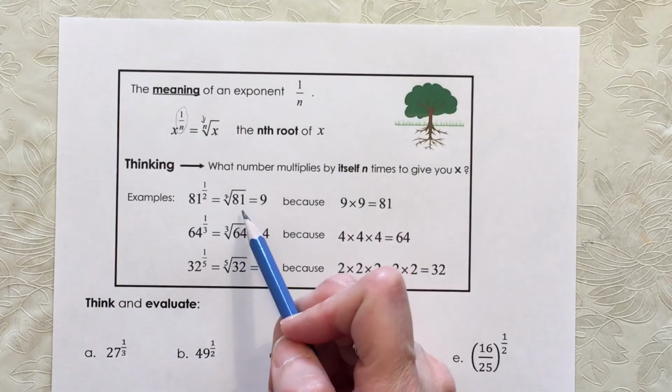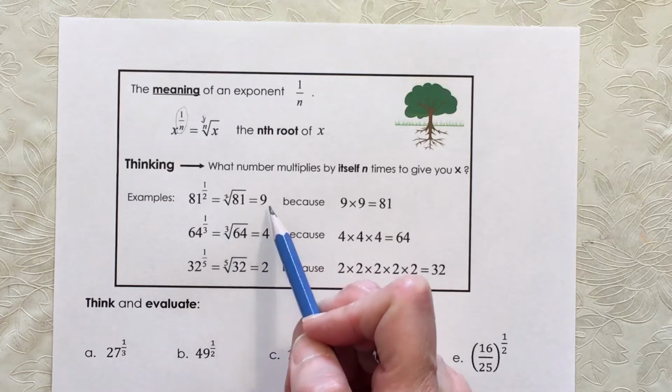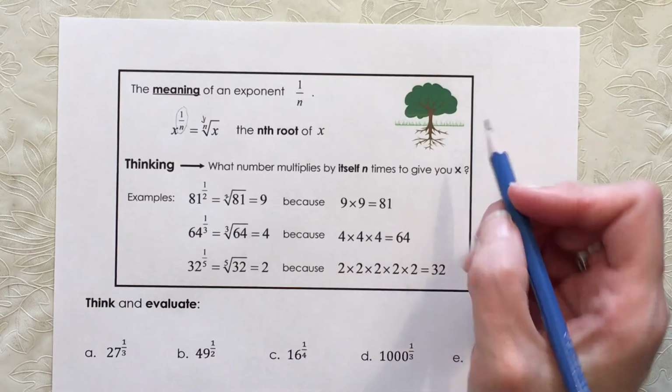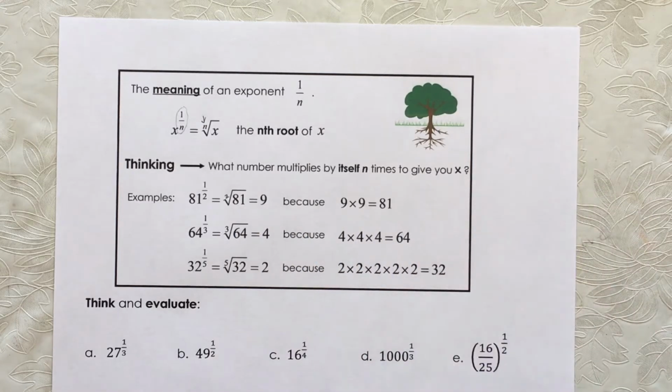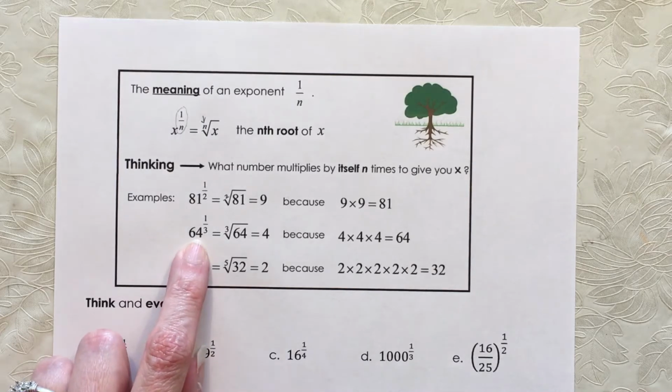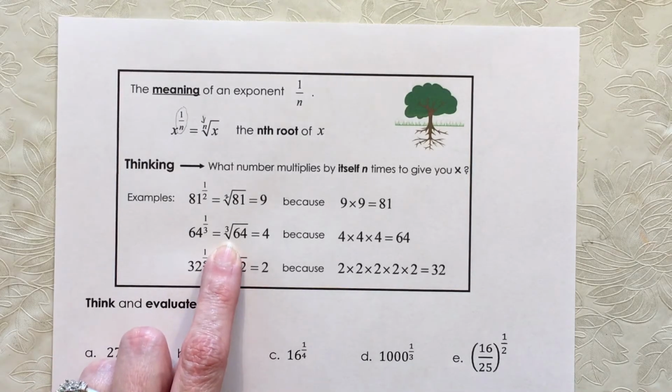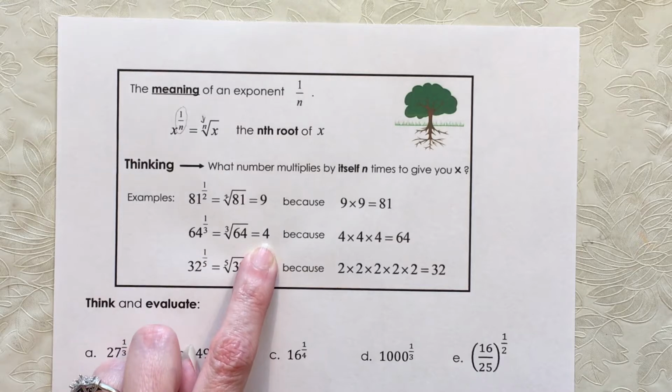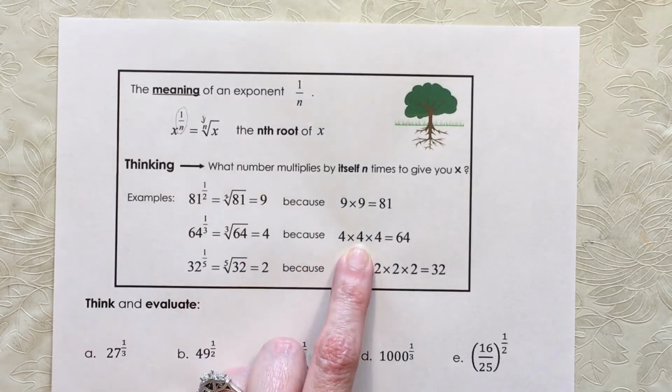But we should be thinking, what number multiplies by itself twice to give me 81? And that's 9, because 9 times 9 is 81. Similarly, 64 to the 1/3 is the third root of 64, and it equals 4 because 4 to the third is 64.